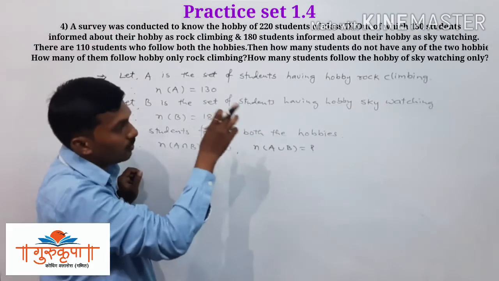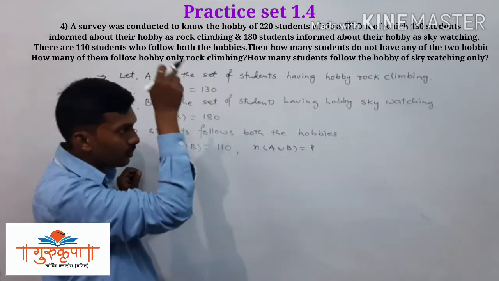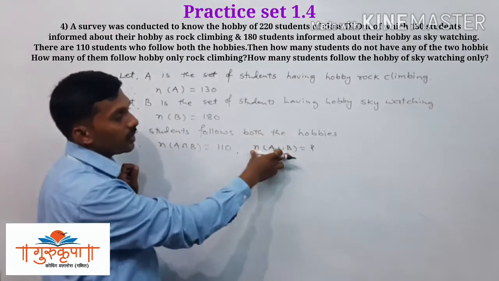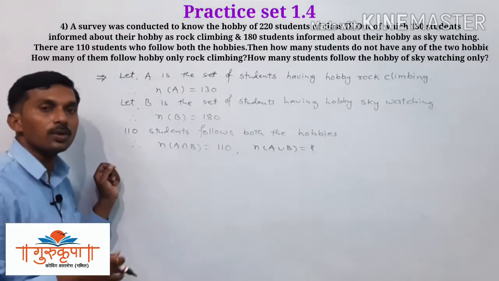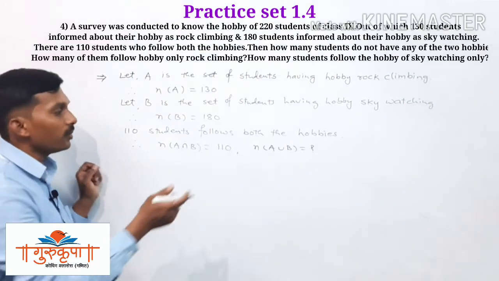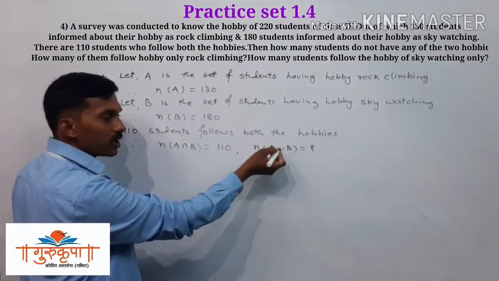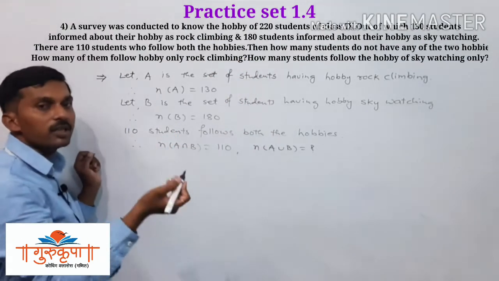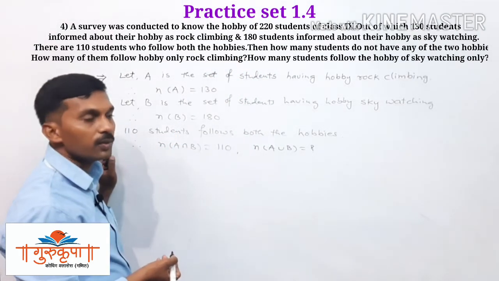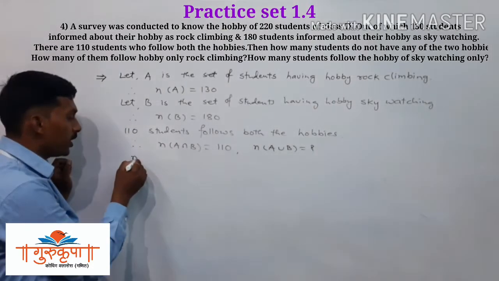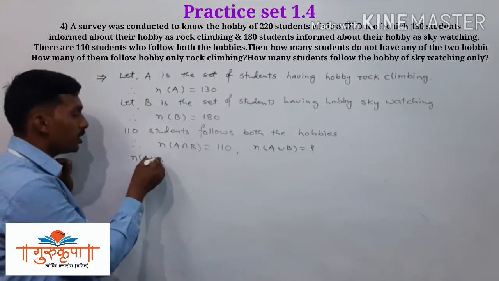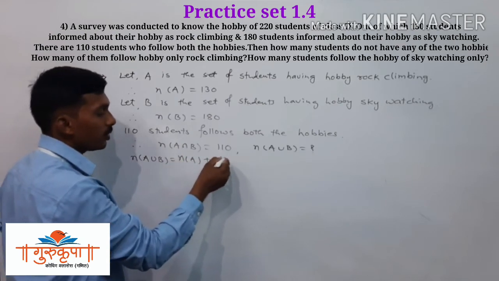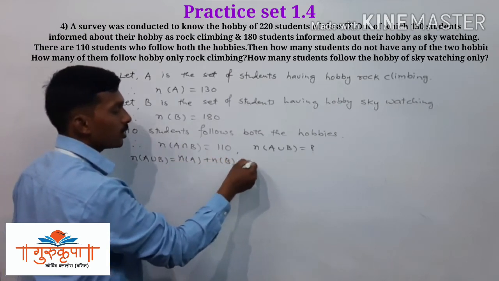We already solved one question, second question from this practice set 1.4, and here we have to get the same value, who do not have one of the two hobbies. So we will first find A union B, then we will subtract this A union B from the universal set, and we will get the number of students who do not have one of the two hobbies. So we will write the identity first. Number of A union B is equals to number of A plus number of B minus number of A intersection B.